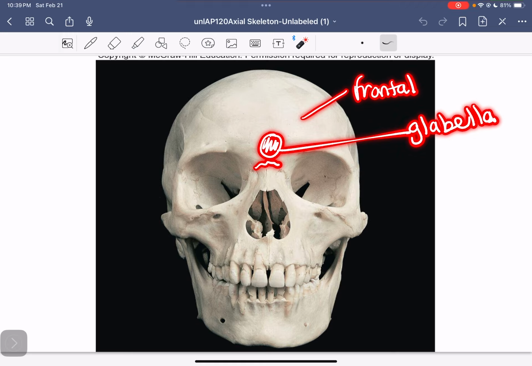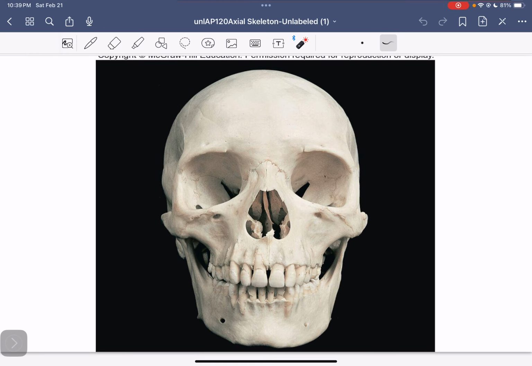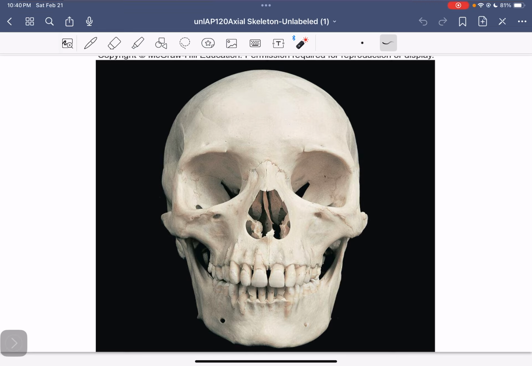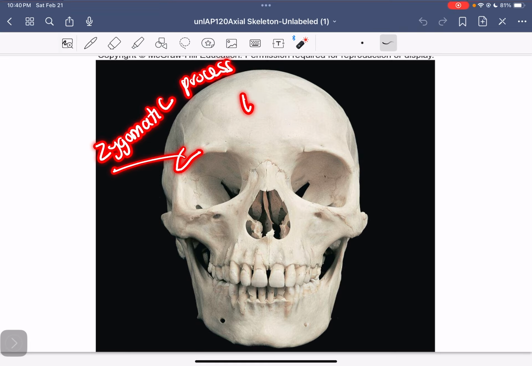Next up, we have the orbital plate of the frontal bone. You can see it here from this internal view. We can also see it from the inside, so I'll say it again when we see it inside. The other thing that we can see is going to be our zygomatic process. Again, we're talking about the frontal bone, so zygomatic process of the frontal bone.